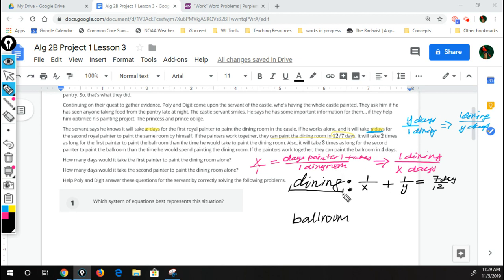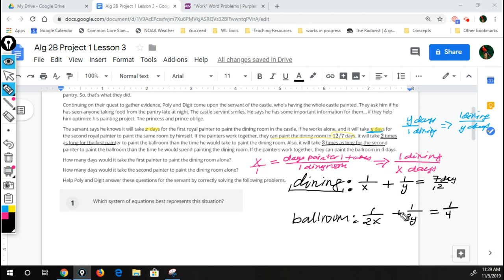But now we have the ballroom information, and it says it will take 3 times as long for the second and 2 times as long for the first painter. So remember, my first painter was the X. So now all of a sudden I get a ballroom taking 2 times the amount of days as it did for the dining room. Adding that with the rate at which it is 3 times longer than it took for him to paint the dining room. And that's going to be painting 1 entire ballroom per 4 days.